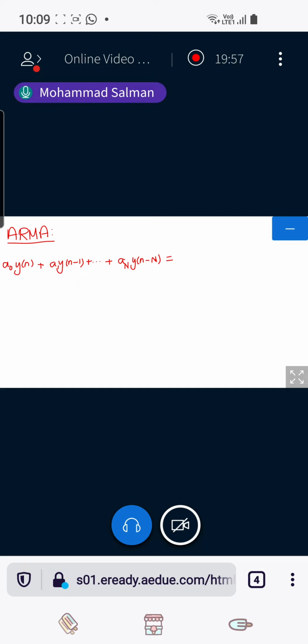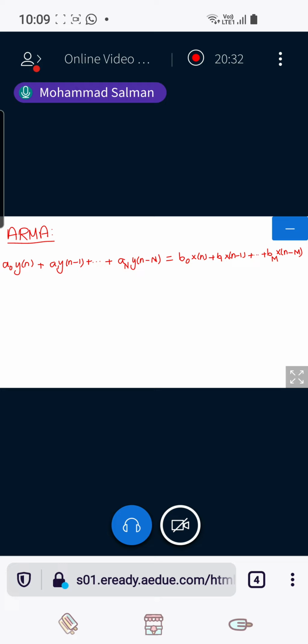This is equal to the output written as delayed versions of the output itself plus delayed versions of the input. I'll say B0 x of n plus B1 x of n minus 1, etc., up to, let's say, BM x of n minus M. Isn't it? Do you understand this, ladies and gentlemen? Do you remember this?